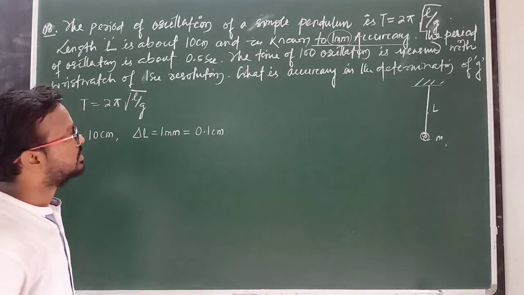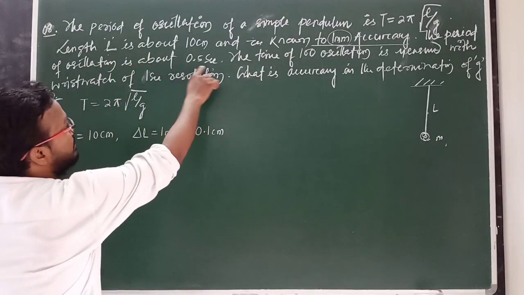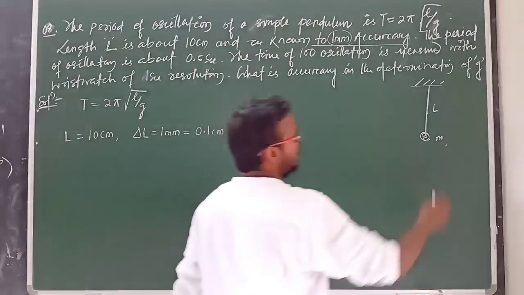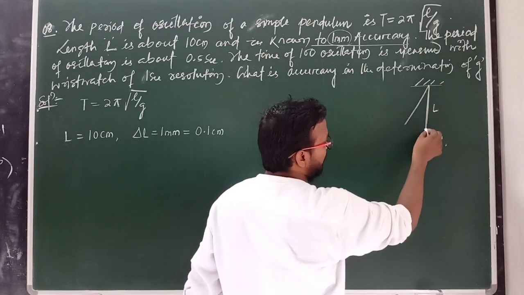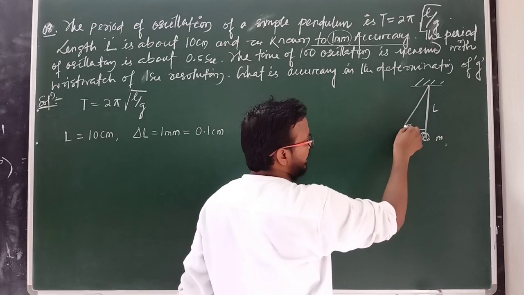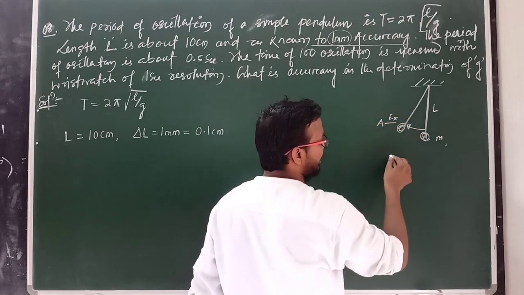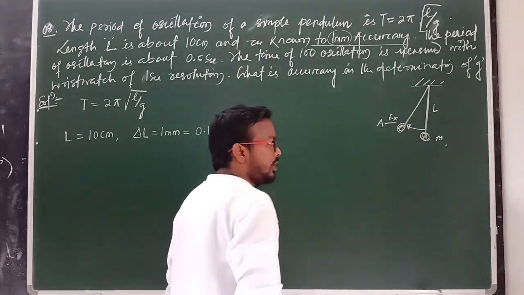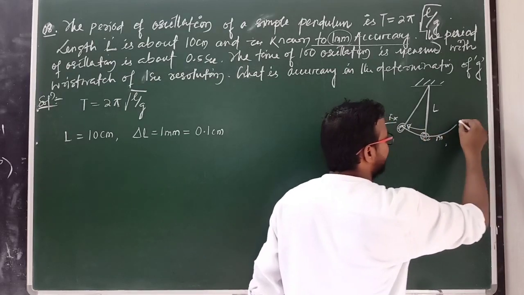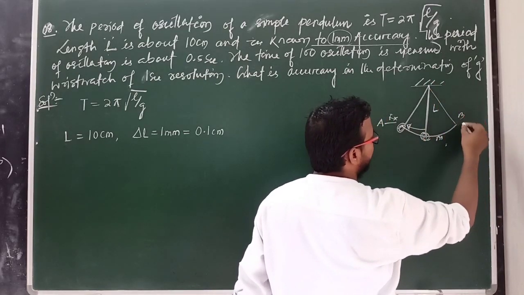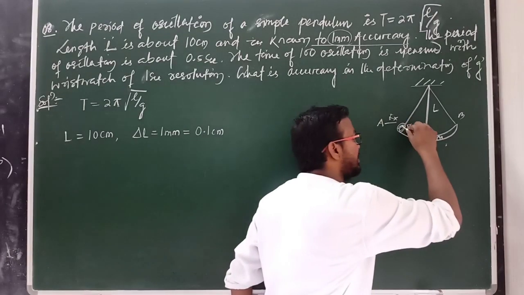Clear? Now, the period of oscillation is about 0.5 second. Period of oscillation means, this is the mean position of the pendulum. Now just displace the pendulum towards the extreme position. This point is the extreme position. Suppose this point is A, and after releasing the pendulum from the extreme point, it comes back to the mean position, and again to the extreme point. This point is B, and again it returns back to the original position. Clear?